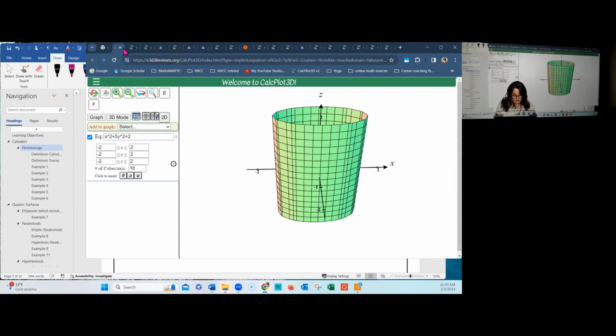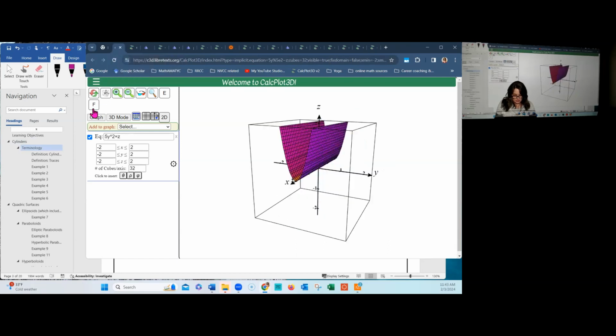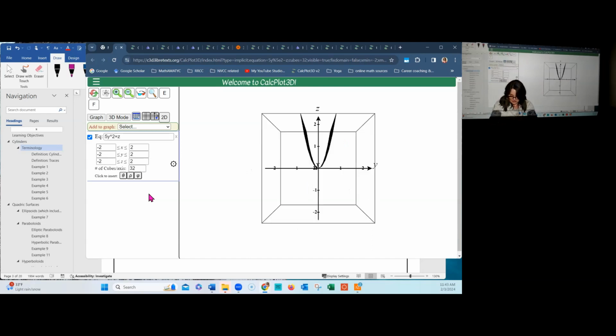Now let's go ahead and take a look at the one next to it. The one next to it has equation 5y squared equals z. So it mentions y and it mentions z, but it doesn't mention x. So it must be a graph in the YZ plane that's being pulled along rulings that are parallel to the x-axis. So if I want to get rid of x, I hold down the Alt key and hit X.